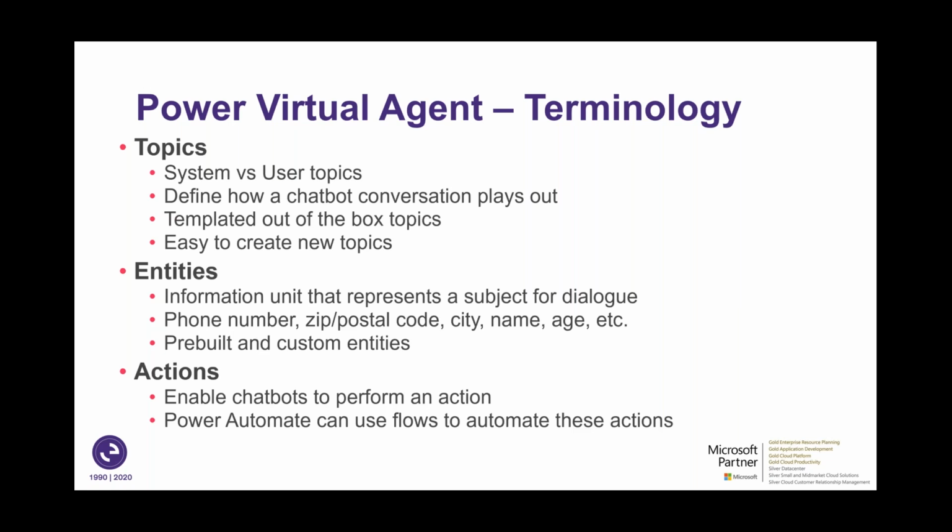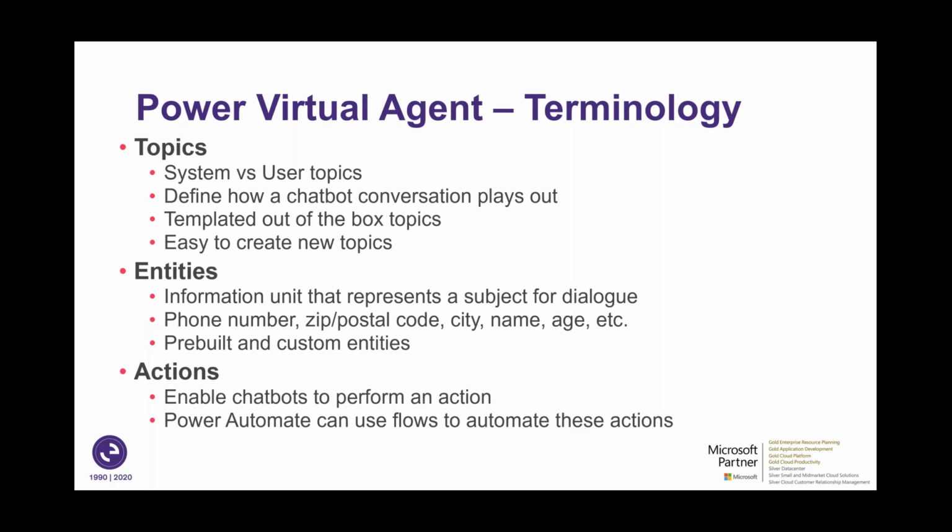Then you create entities, and entities are a major part of the chatbot conversations in Power Virtual Agent, because it's the natural language understanding, the ability of the AI built into this Power Virtual Agent component to understand what the user is intending to say. You can have phone numbers or zip and postal codes as examples of those entities that help create the subject for that dialogue.